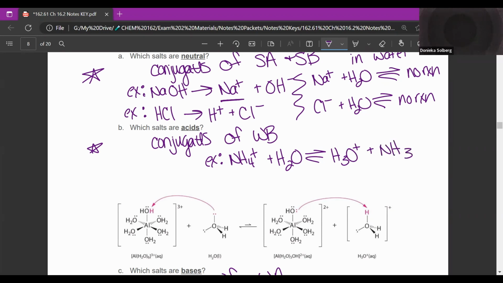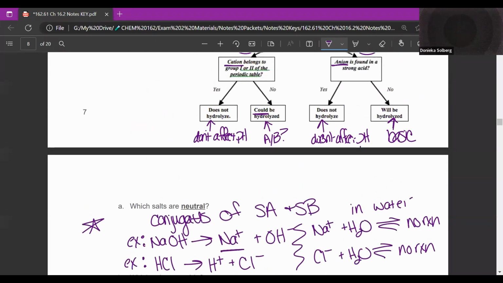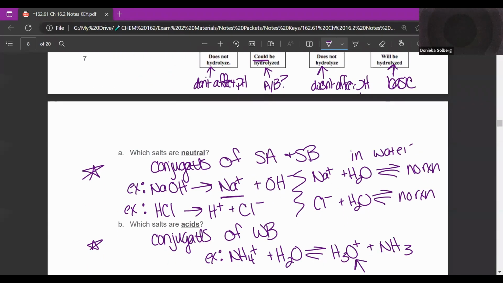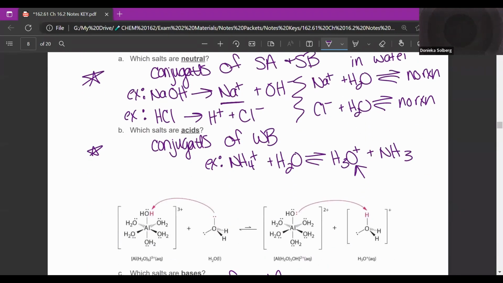Okay, this is what happens when you put NH4 plus in water, which is why you get an acidic solution. So that is why in my examples above, this one is acidic, because this can react with water and make H3O plus. The reason being this equation I just wrote. Okay, so that's how I get my acid.